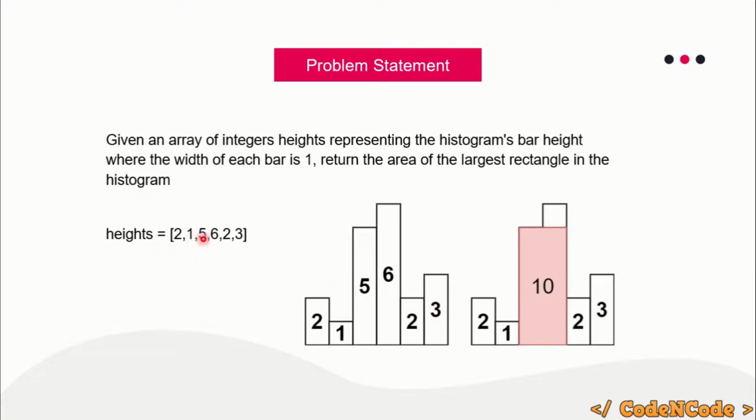Suppose these were the heights. If you represent them using a histogram, here is what it would look like. The maximum area that you can form is 10 unit square, so you have to output 10 for this input. This is the maximum rectangular area that you can form.